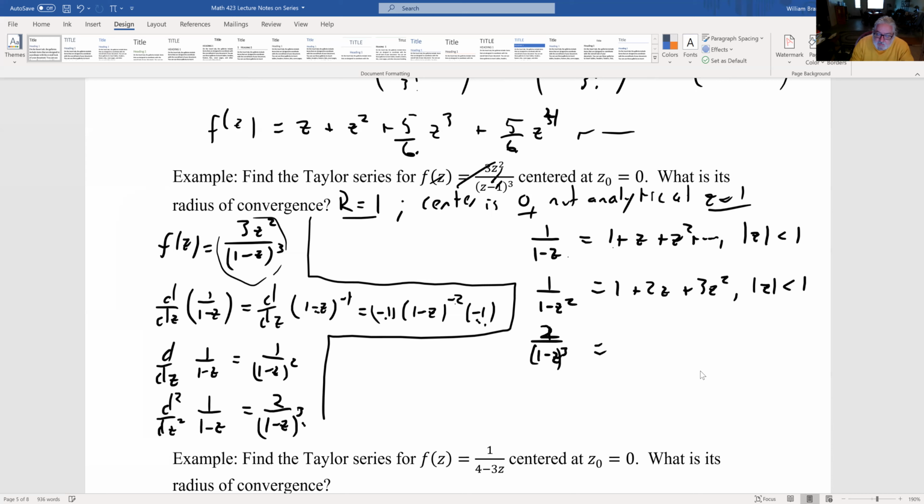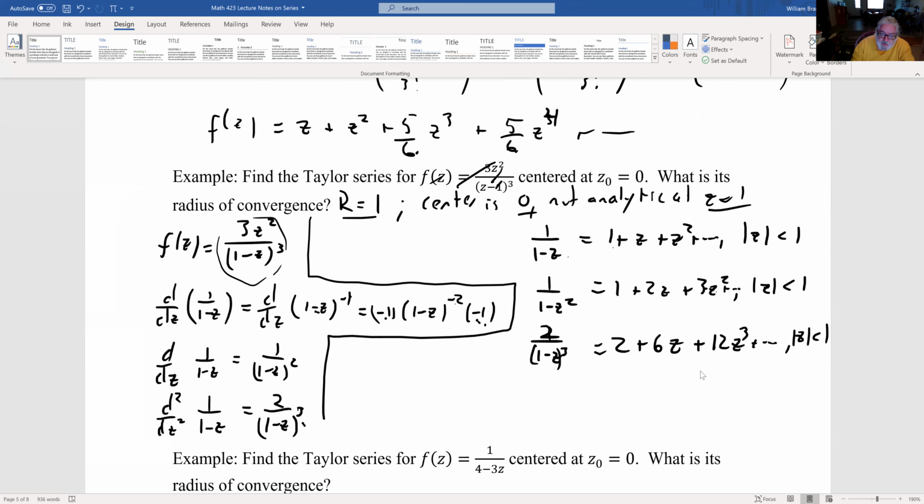That would be the second derivative of the right side. Derivative of 1 is 0, derivative of 2 is 2, derivative of 3z squared is 6z. The next term would be a z to the fourth. That's been differentiated twice, so that would be 12z cubed plus dot dot dot. There should be a plus dot dot dot here. Modulus of z is less than 1. Great. So our function is 3z squared over 1 minus z cubed.